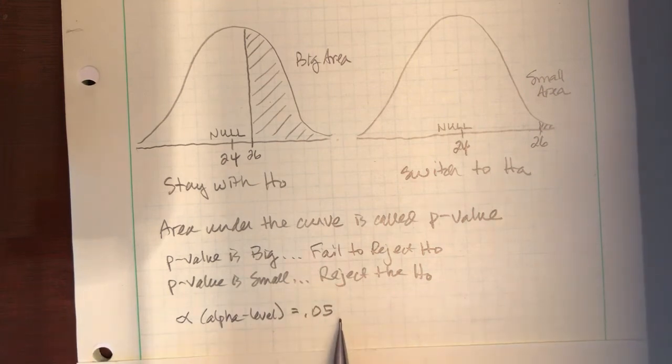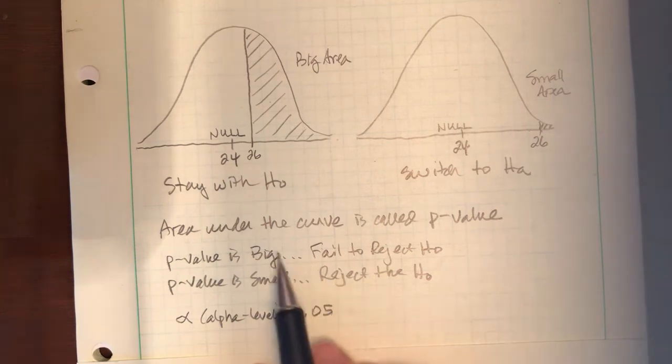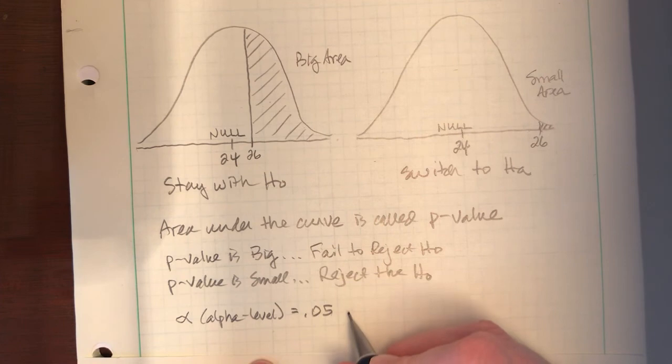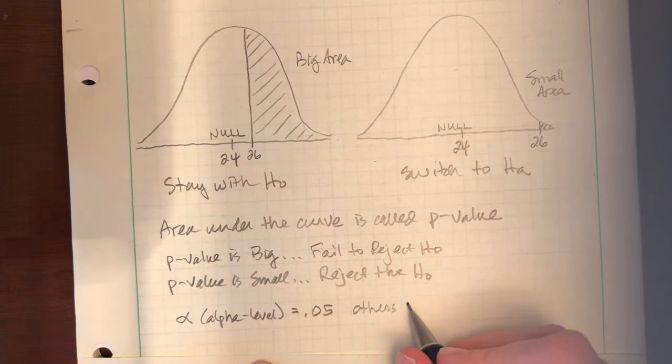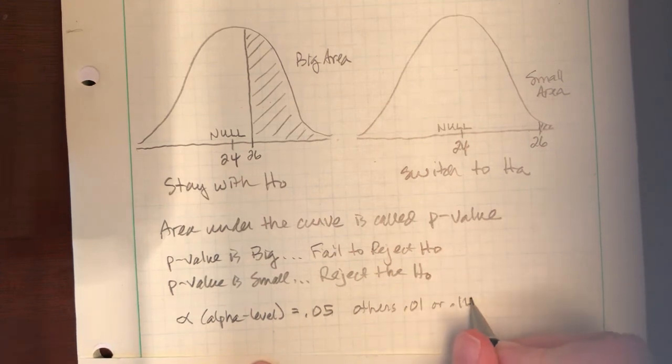In other words, if the p-value is bigger than 0.05, it's considered big. If the p-value comes in under 0.05, we consider it small. 0.05 is the most common, but it could be others, so just read your homework problem. Other common ones could be 0.01 or even 0.10, but 0.05 tends to be the most common one.